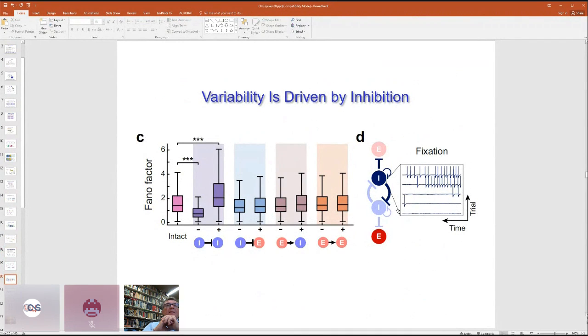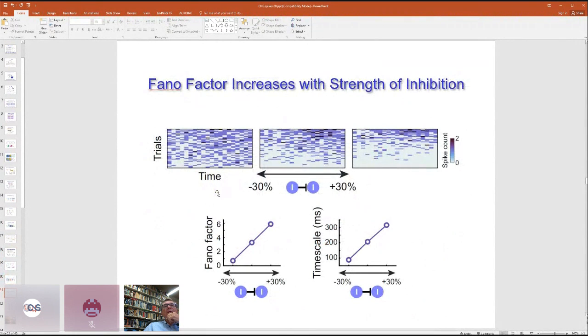And so finally, you can do a lot of things. You can, for example, scramble the connections. And this is now showing that if you increase the strength of the connectivity, the Fano factor increases in our recurrent network. Again, showing that it's the strength of the inhibition that seems to be controlling things between the subgroups. And here, again, varying between -30 and 30 and showing this strong relationship. So this is another measure, Fano factor.